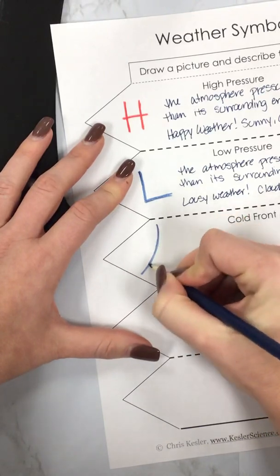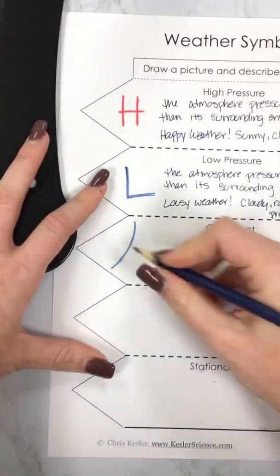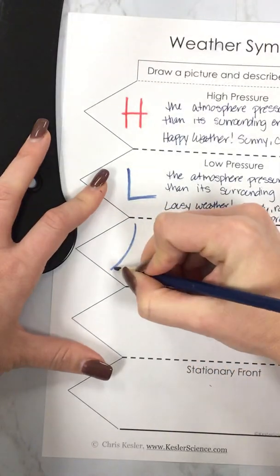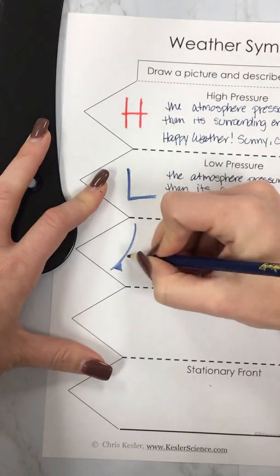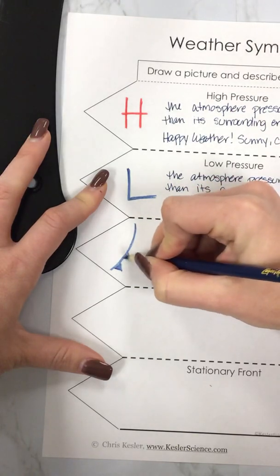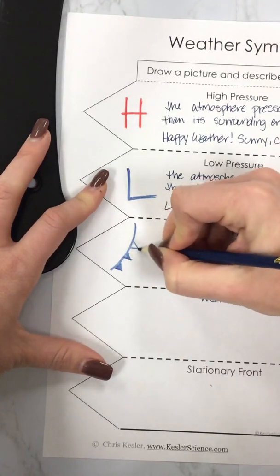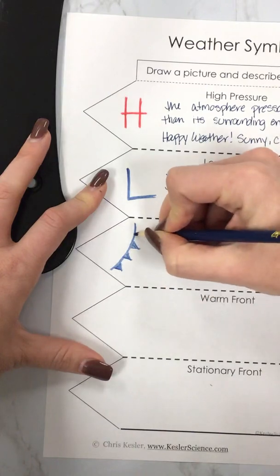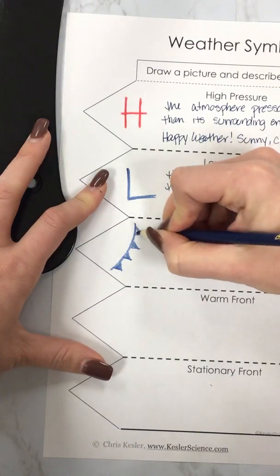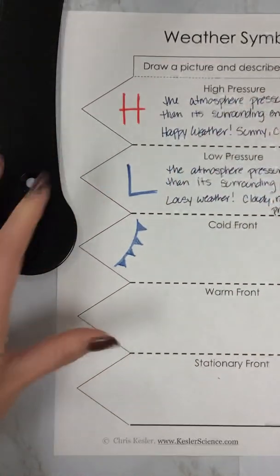So we're going to start with a little bit of a curved line. And to represent a cold front, it has triangles on it. Now a cold front, as you can imagine by the name, means that the temperature is going to be getting colder. The temperature is going to decrease.